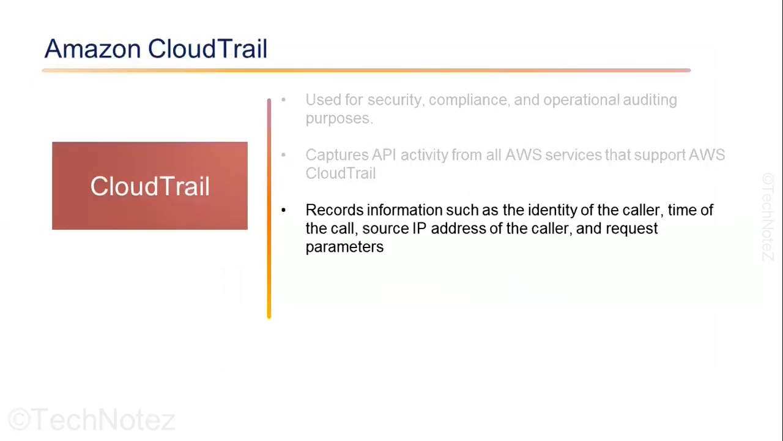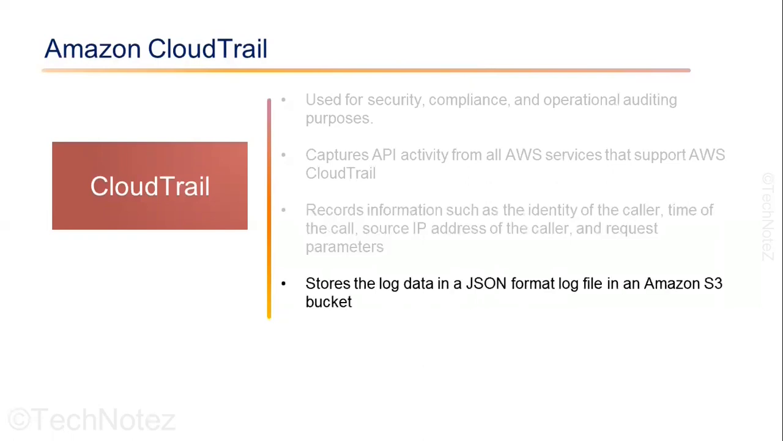When an API is called, CloudTrail records the identity of the caller, the time of the call, the source IP address of the caller, and the request parameters. Like who made an API call to the AWS resources, what was the source IP address of the API call, what did the API call do, when did the API call occur, and what was the response to the API call.